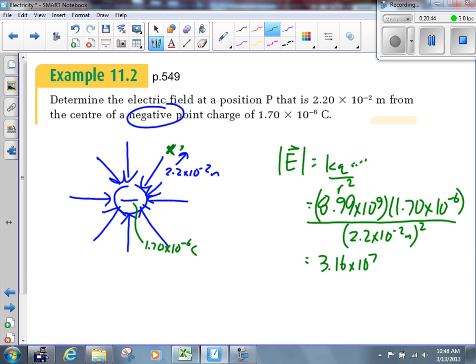What would the units be for this? What did we say the units were for electric field yesterday? They're still the same. Just because we're using a different equation doesn't change anything. 3.16 times 10 to the 7 newtons per coulomb. The direction is towards the producer. We can't say right or left because we don't know where the experiencer is or where the point is, but we know that it's toward the producer.